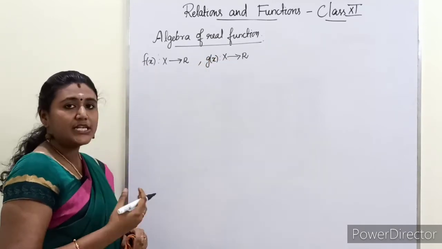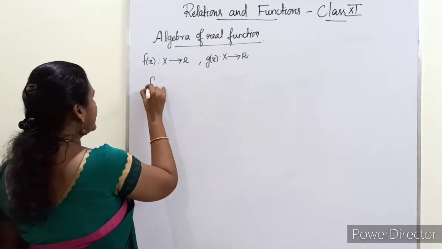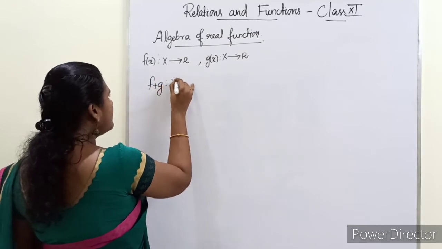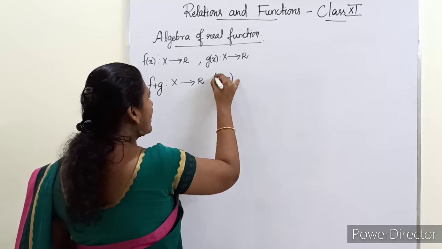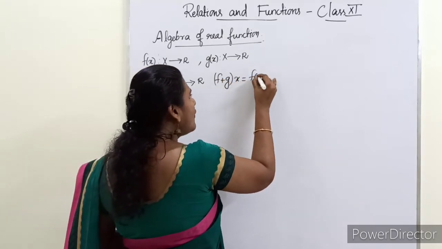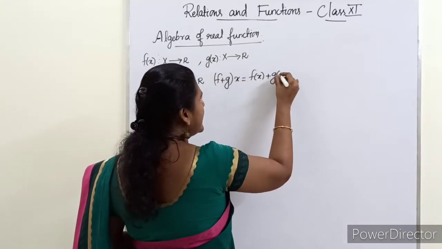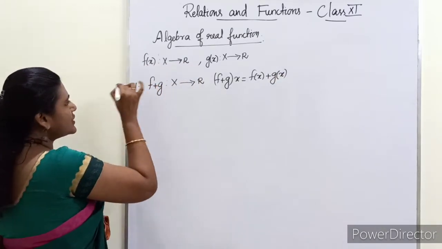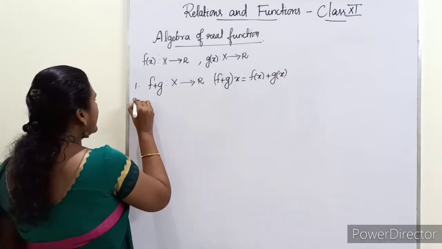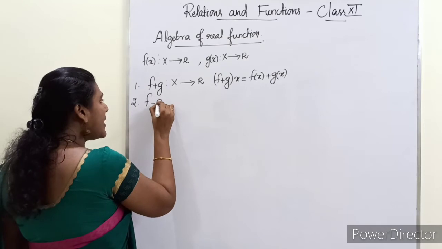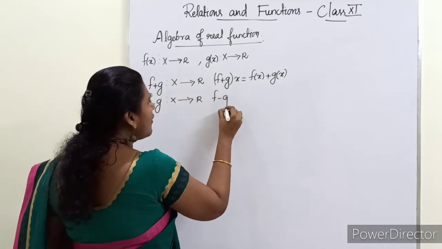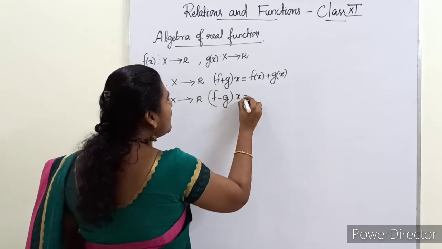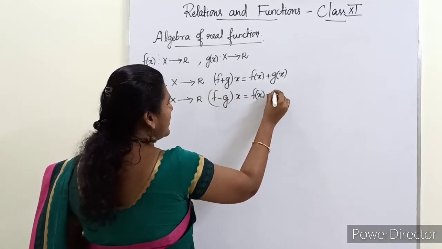Then the addition of these two functions, f plus g from X to R, is defined by (f plus g)(x) equals f(x) plus g(x). This is the addition of two real functions. Then subtraction: f minus g from X to R, so (f minus g)(x) equals f(x) minus g(x).